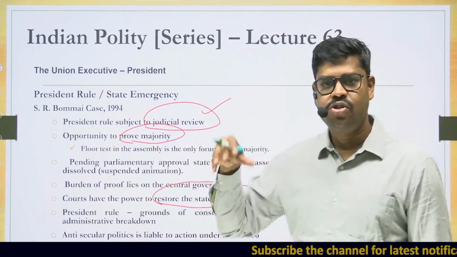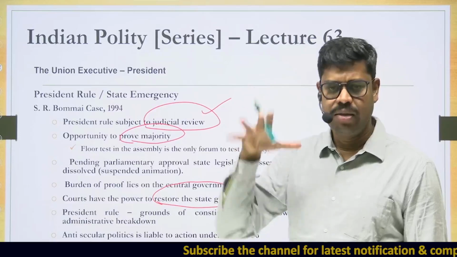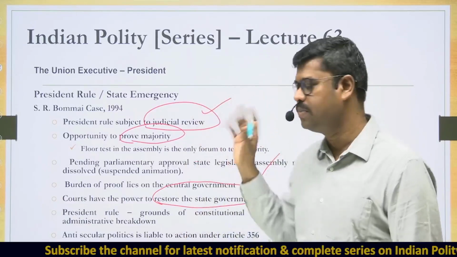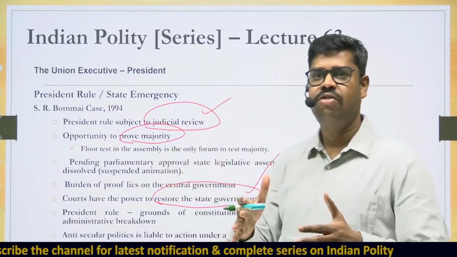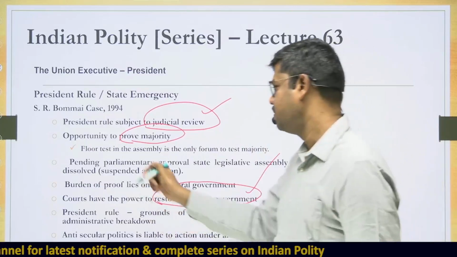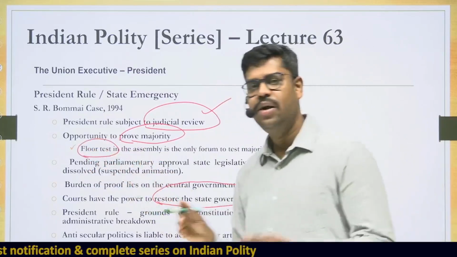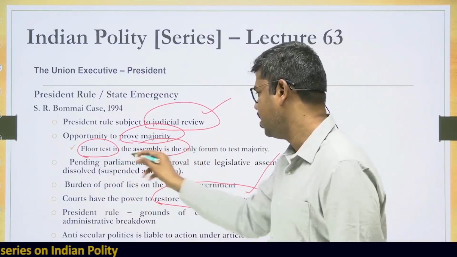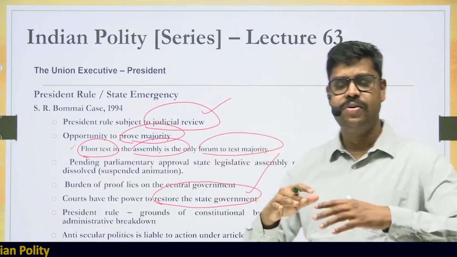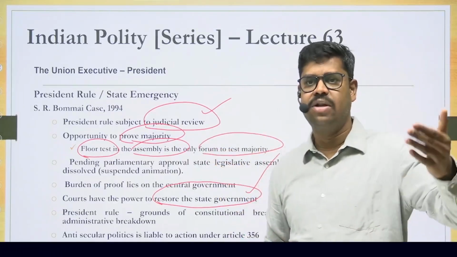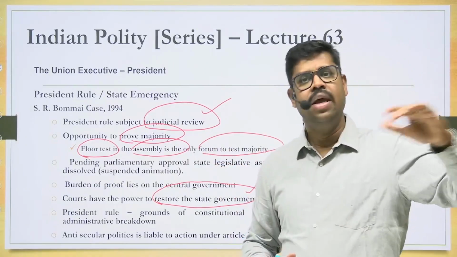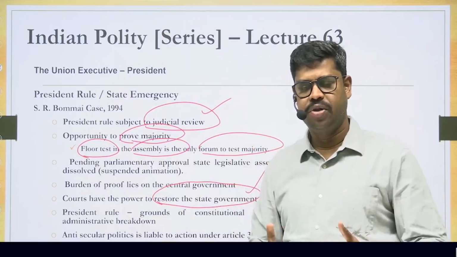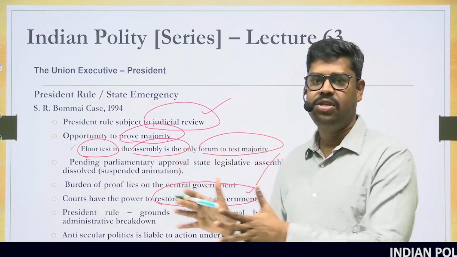And where shall the majority be tested? The only place where the majority shall be tested is the legislative assembly of the concerned state, not anywhere else. So the testing of the majority has to happen on the floor of the house. That is what is called a floor test. Floor test means to test whether there is majority or not. It shall be done only in the assembly and not in any other forum. It cannot happen in the governor's bungalow. It cannot happen in any hotel. It cannot happen in any other avenue. The only place where the majority is to be tested is the Legislative Assembly of Karnataka.